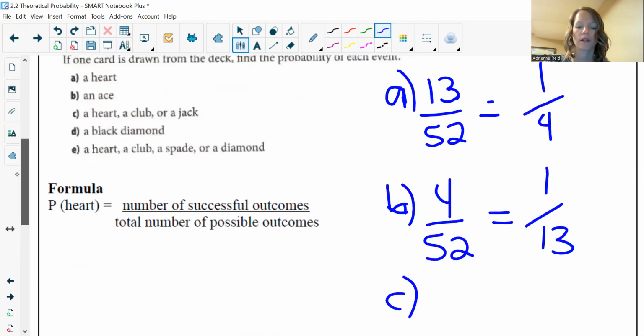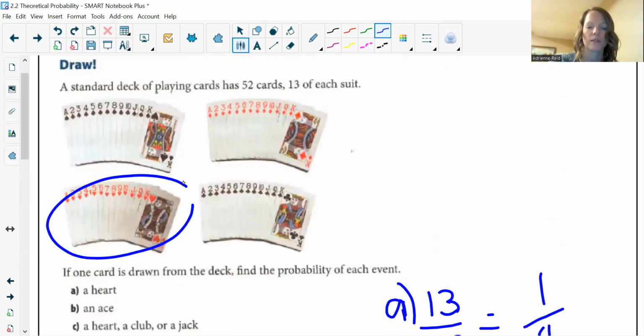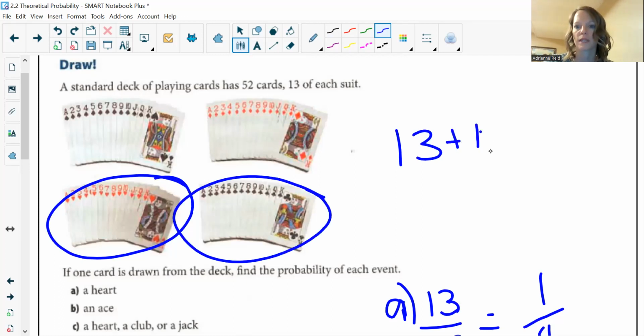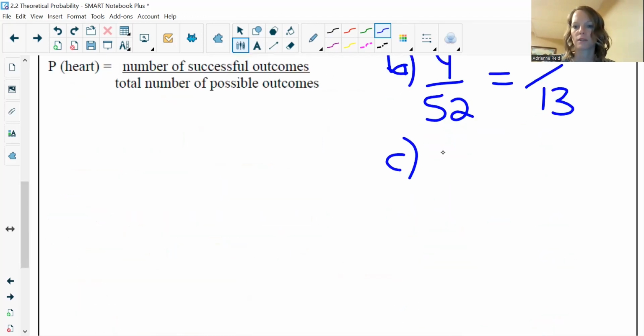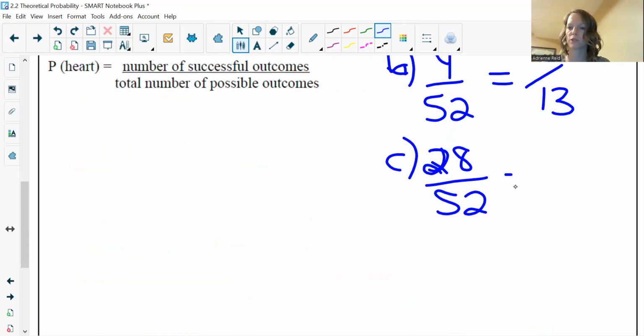C says a heart, a club, or a jack. So a heart, there's 13 hearts. A club, I have to think clubs, clovers. So there's 13 clubs, and a jack. So there's a jack here and here, but we've already counted them. But there's a jack here and there's a jack here. So I actually could be drawing 28 cards and be considered successful out of my 52. And those are both even numbers, so definitely they reduce. If you aren't quite sure what that reduces to, grab a calculator, and it's a 7 out of 13 chance.